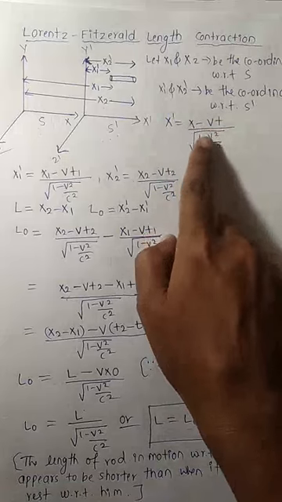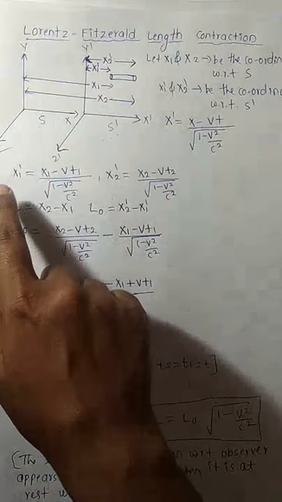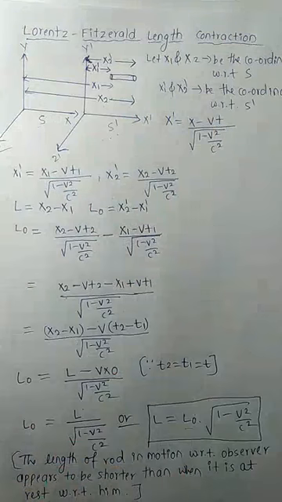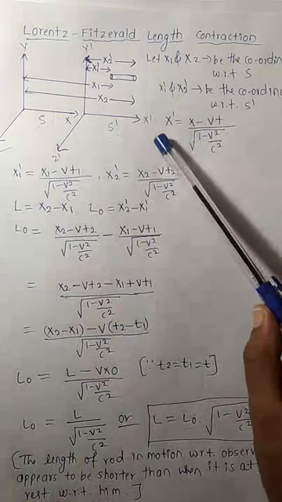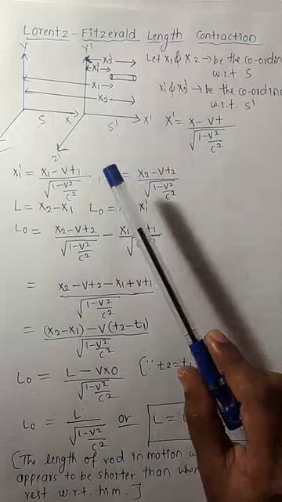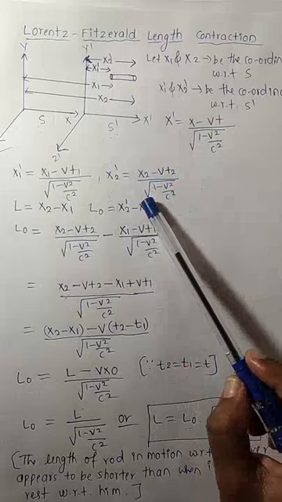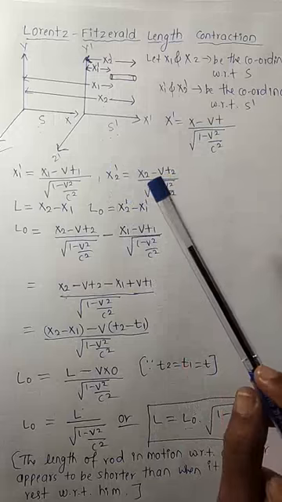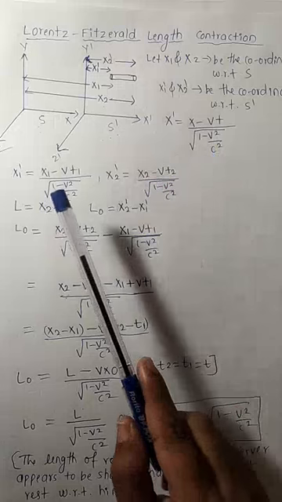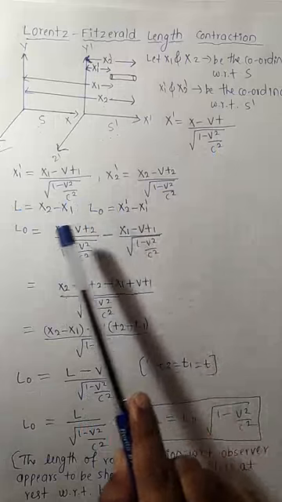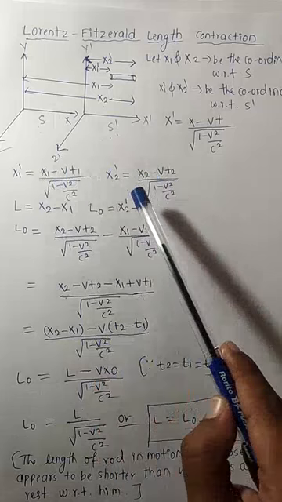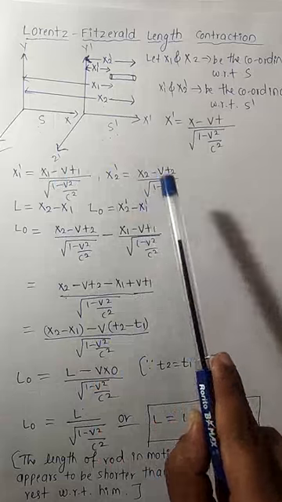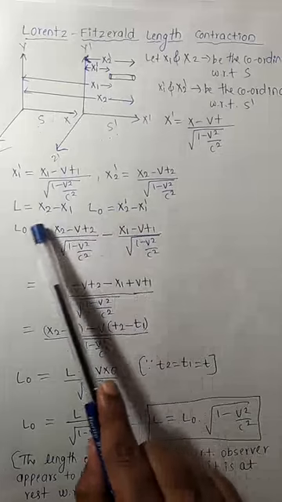If you write the same equation for x1 dash, you get x1 dash equals x1 minus v t1 divided by square root of 1 minus v square by c square. Writing it for x2 dash, it will be x2 minus v t2 divided by square root of 1 minus v square by c square. Now we already know L and L0. L0 equals x2 dash minus x1 dash, and we substitute these values into the equation. So when we substitute, we get this equation.